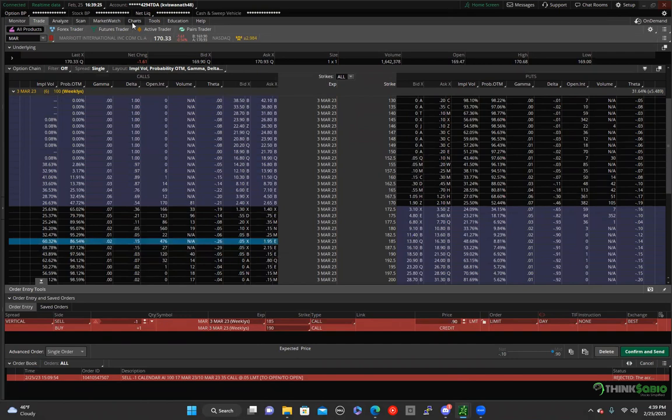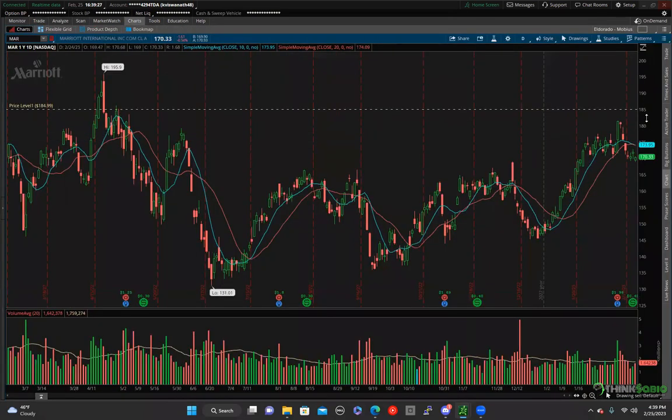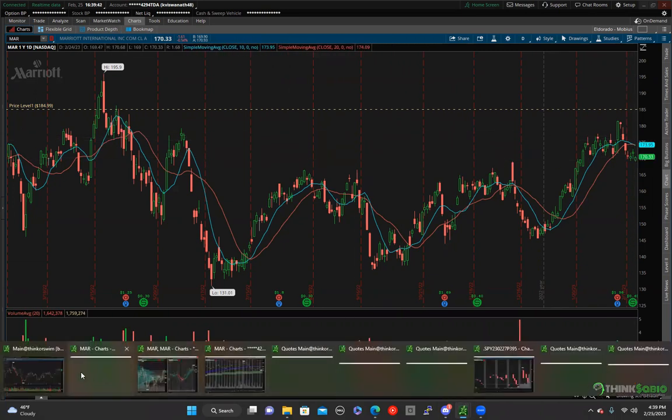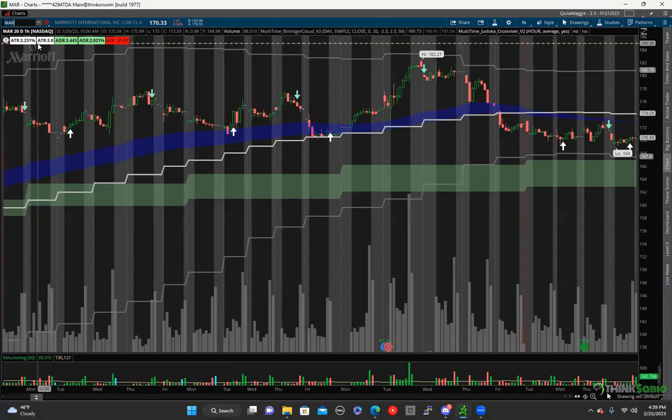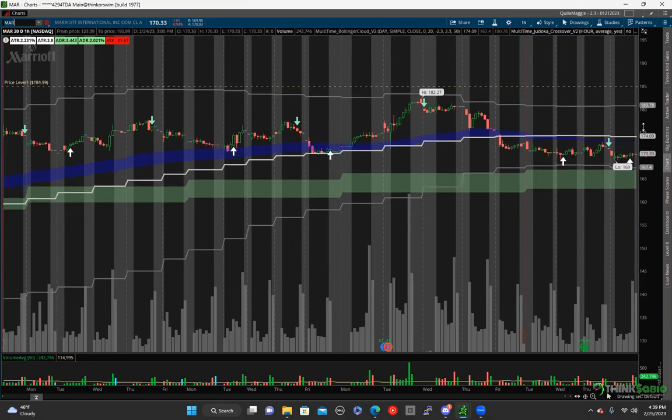So let's look at the chart again. Does it look like closing above 185? Hey, anything is possible, but time is your friend when you're selling contracts. Time is your friend. This stock is at 170. And then if you look at the ADR, it has a $3 move. So it can move up or down $3.4 every single day.